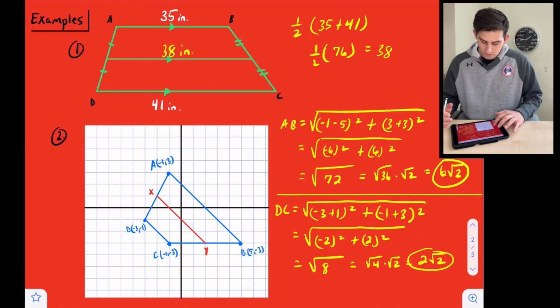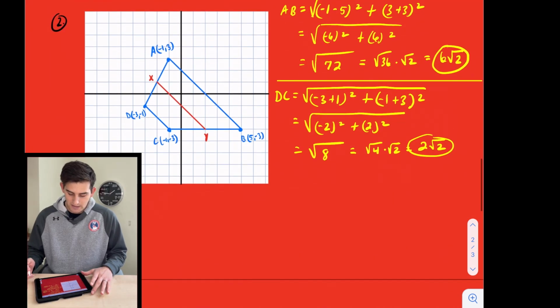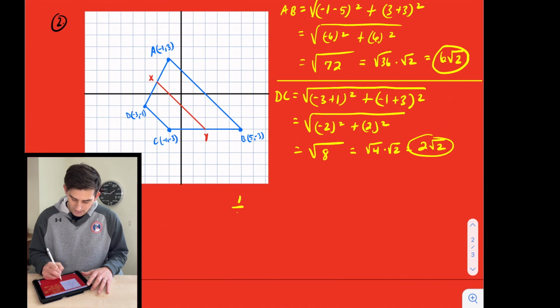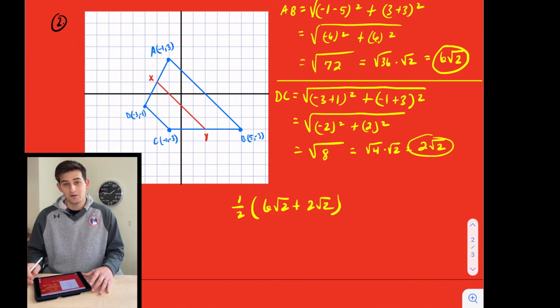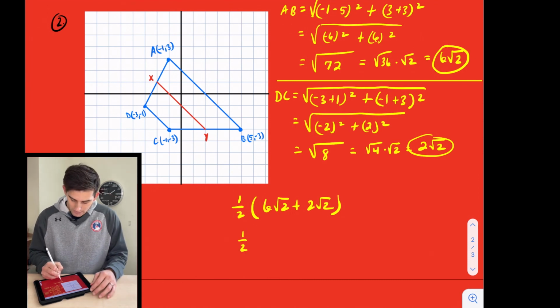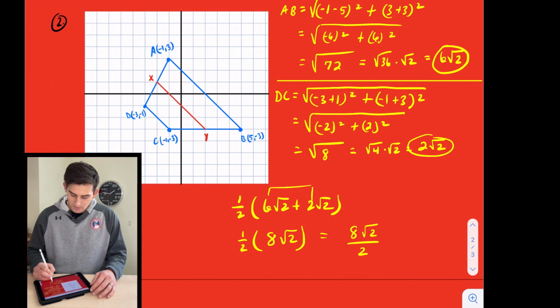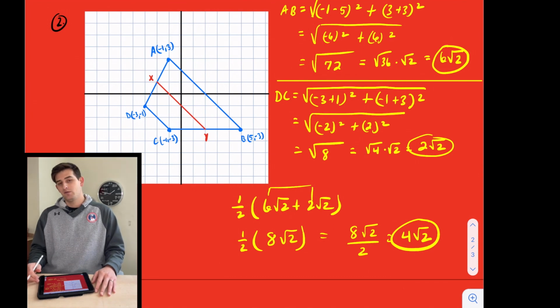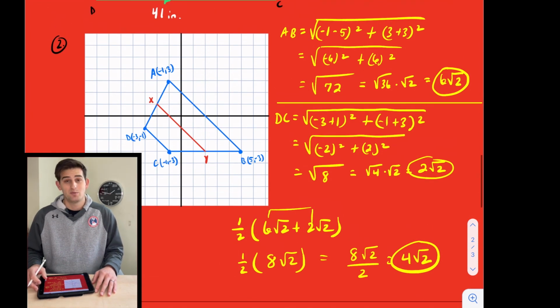Okay, so now in order for us to find the length of midsegment XY, we are going to take 1/2, and add 6 root 2 plus 2 root 2. Well, when we're adding radicals like this, if we're adding with the same radical, so root 2, we can just add the number that's on the outside. So we can say 1/2 times, and then we do 6 plus 2, and we get 8 root 2. And so now this is the same as doing this, 8 root 2 divided by 2. So we can do 8 divided by 2 there, and we get 4 root 2. Okay, so the length of our midsegment would be 4 root 2 units. Okay, and those are properties of trapezoids.